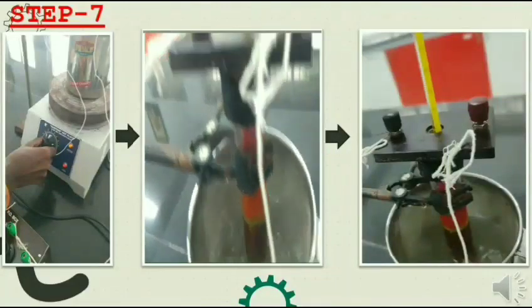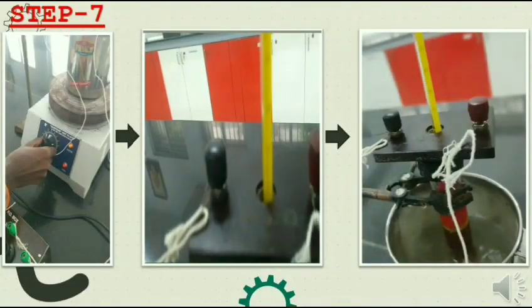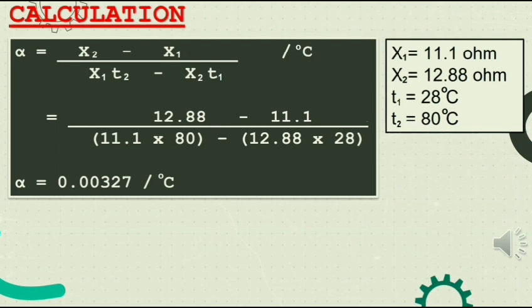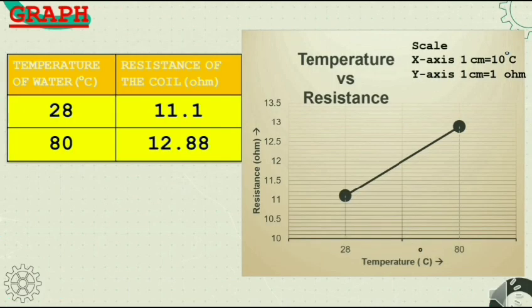Then switch on the stove to boil the water, which causes a rise in the temperature of the coil. After a while, we get a constant temperature reading in the thermometer. After getting a constant temperature, repeat steps 4 to 6 and tabulate the noted readings. Then substitute the calculated values in the formula to get the temperature coefficient of resistance of the material of the coil.